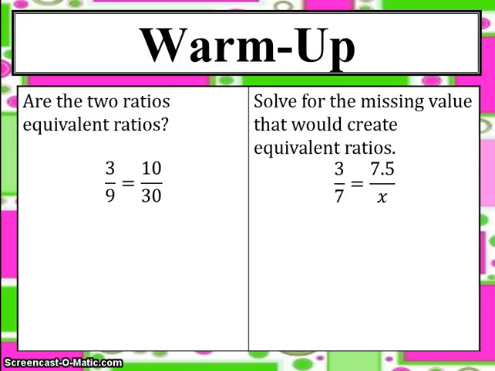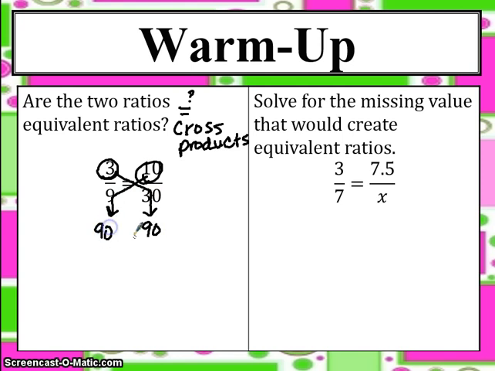On the question on the left, we are going to decide, are these two ratios equivalent? Now remember, if two ratios are equivalent, then they have to have equal cross products. So you're asking yourself, do they have equal cross products? Does 3 times 30, which is 90, equal 10 times 9, which is 90? And the answer is yes. So if two ratios have equal cross products, then the ratios are equivalent. So these two ratios are equivalent.